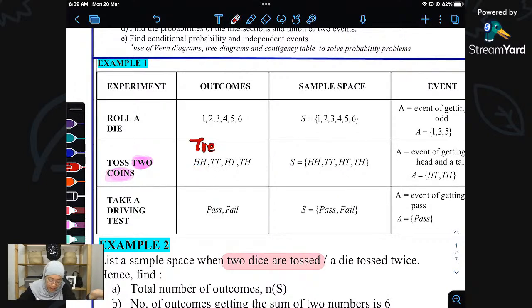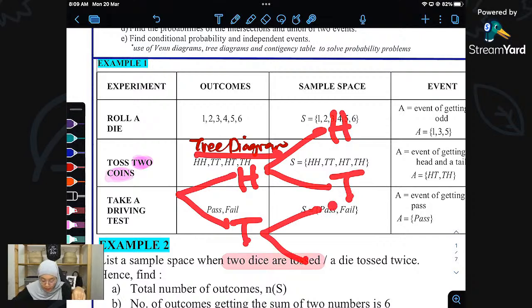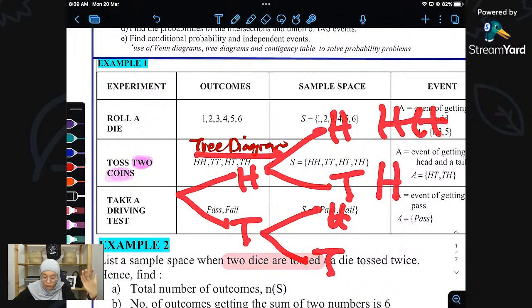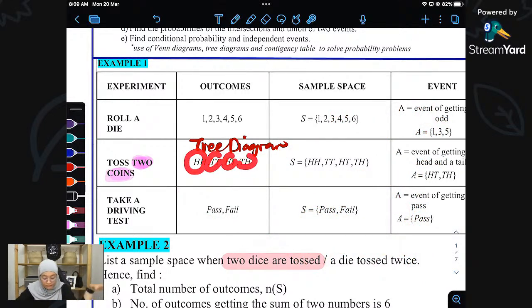Basically kita pakai tree diagram. So tree diagram, you're also familiar with it in school during your school days. Tree diagram is where you can know the first toss, and for the second toss, you either get head or tail. So that's why the outcomes are HH, head tail, tail head, or tail tail. So these are 4 outcomes by using the tree diagrams.